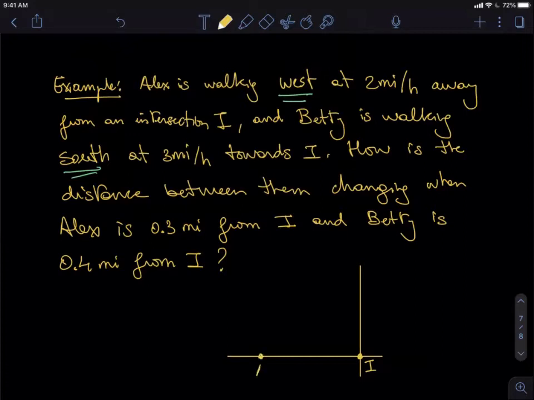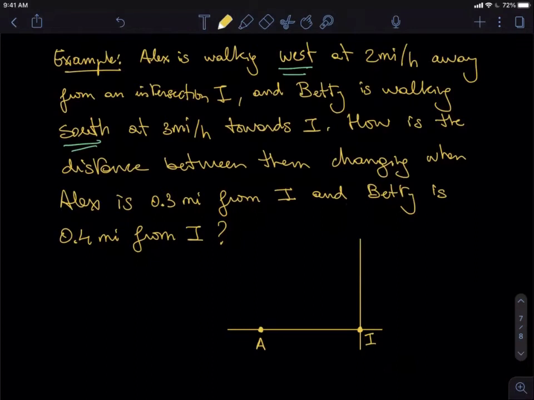So Alex, we will call him A. And he's walking west at 2 miles an hour, and he's walking away from the intersection. On the other hand, Betty here is walking south towards the intersection at 3 miles an hour. And then we have the distance between them that will be changing over time. So the question is, how will this be changing?